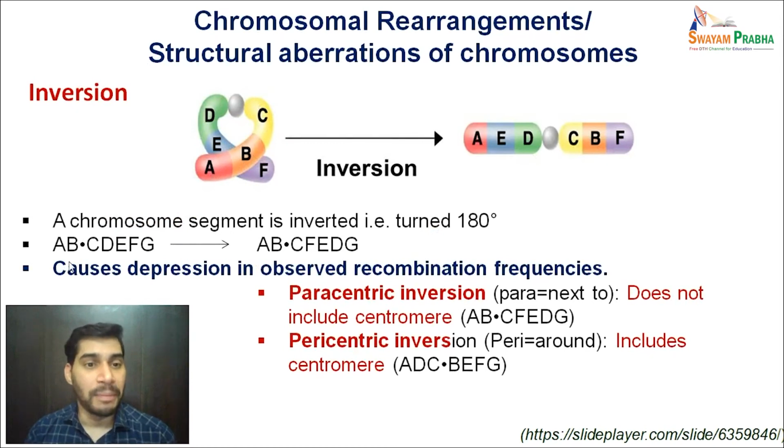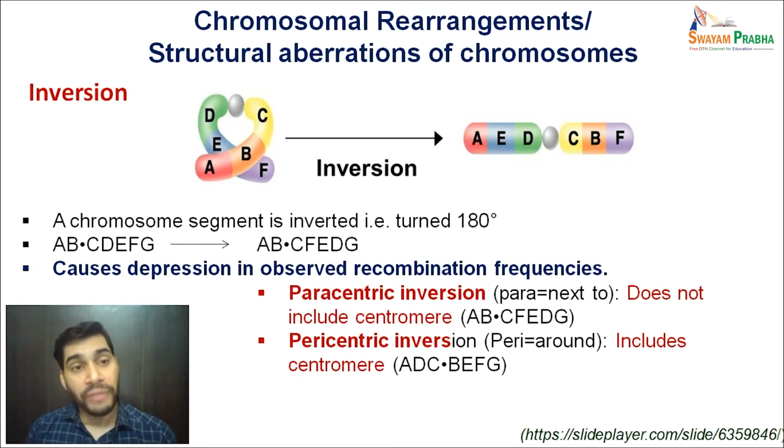This is another example. Suppose this is AB, centromere, then CDEFG. After inversion, let's say it has become ABC and this DEF has inverted, that means rotated around 180 degrees, and it has joined as FED followed by G. It causes depression in observed recombination frequencies.